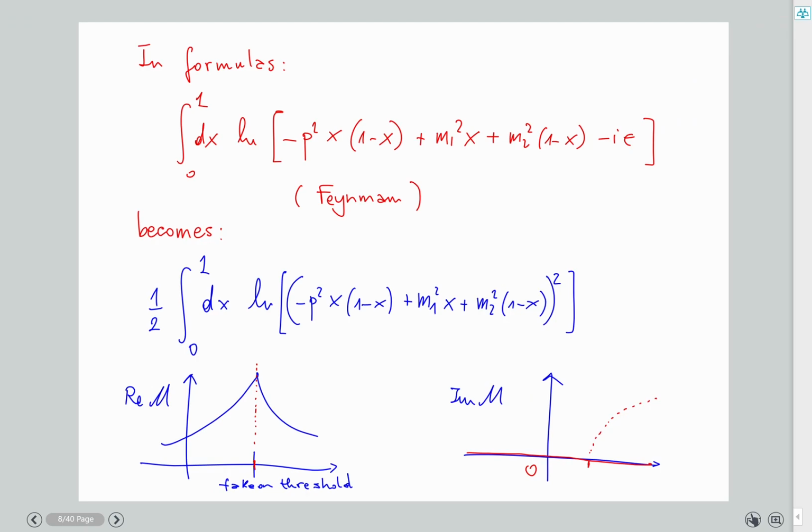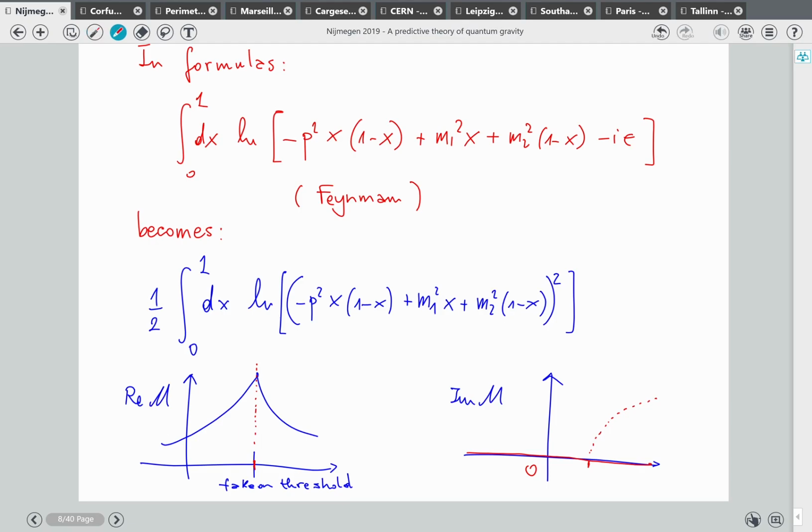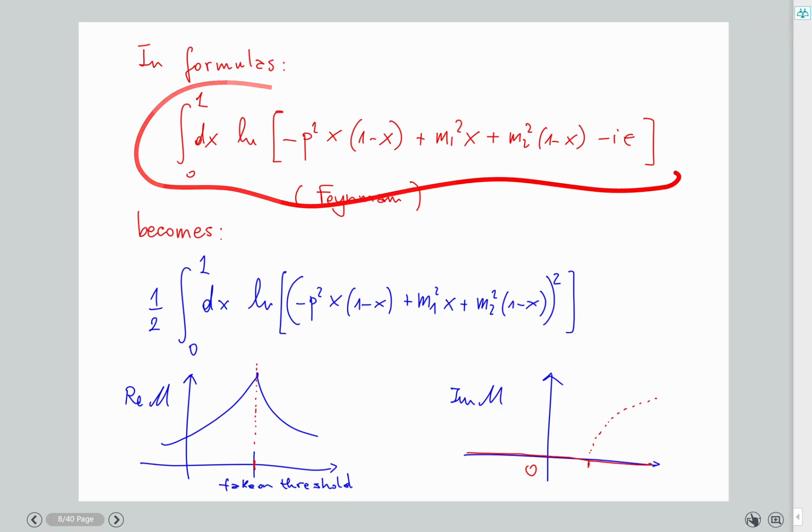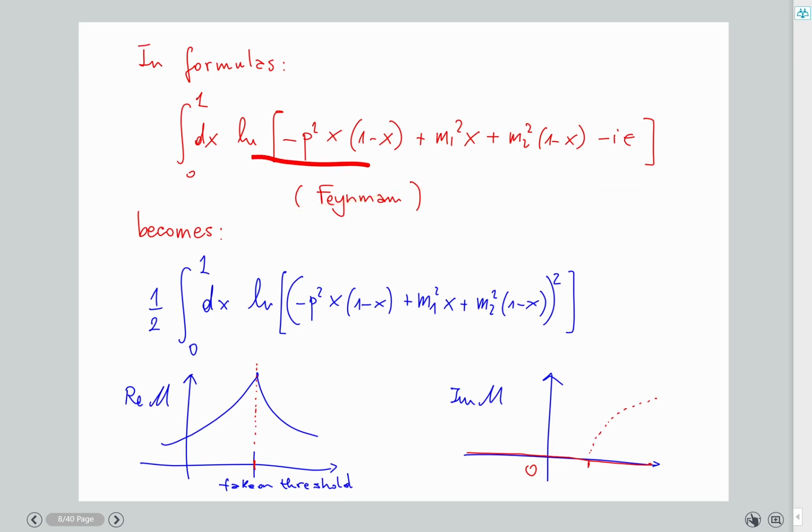In formulas, if you are familiar with this kind of computations, the bubble diagram leads to this formula by means of Feynman parameters. It's the integral of a certain logarithm with this prescription. And with the Feynman prescription, you get 1/2 the logarithm of the argument squared. And that breaks the domain into two disjoint analyticity regions. The real part will be the same. You see two analytic functions.